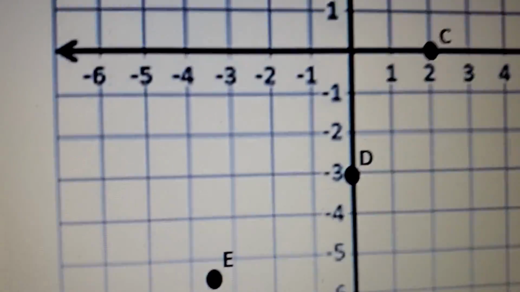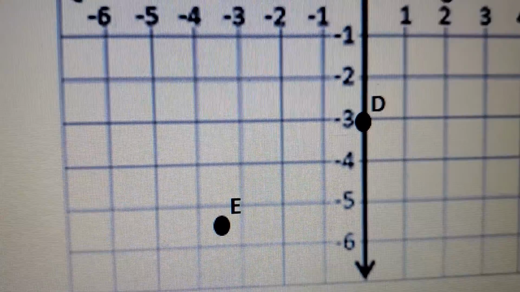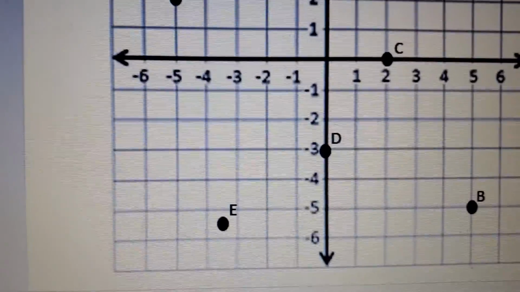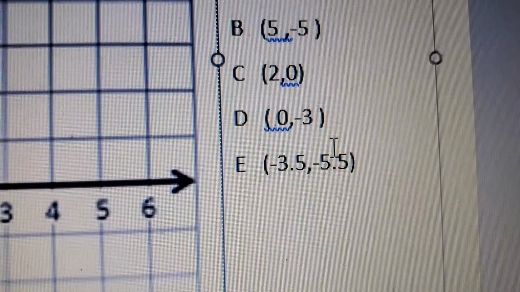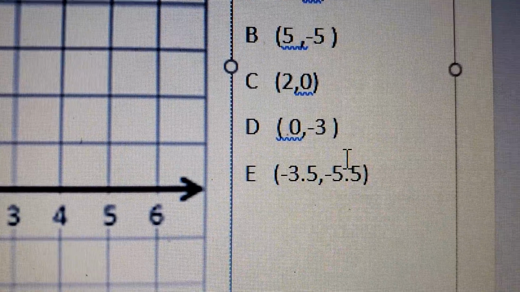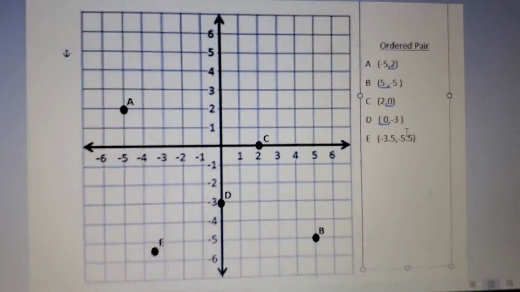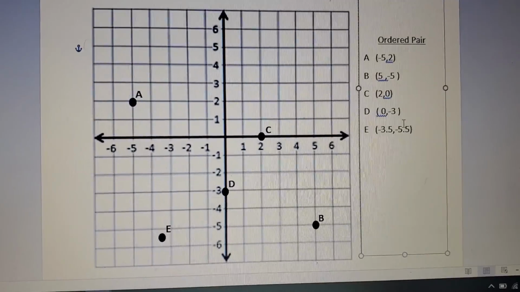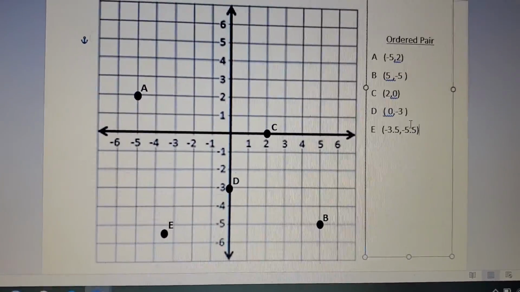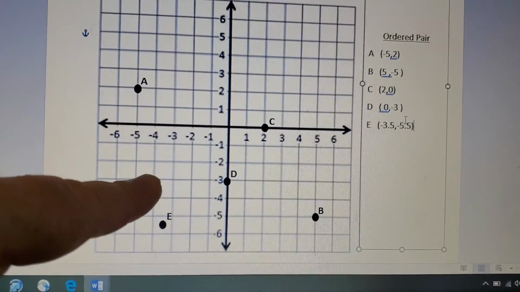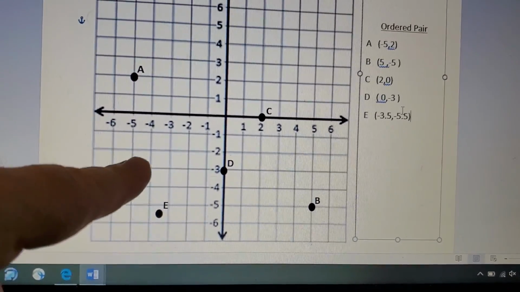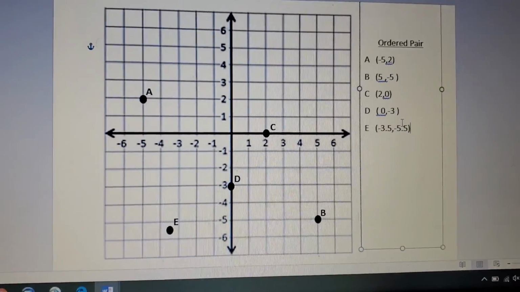Voila. E. -3.5, -5.5. And that's how it would be written. Negative 3.5, comma, negative 5.5. And what quadrant is that in? A negative address puts you in quadrant 1, 2, 3. Quadrant 3. Roman numeral 3 is usually how you will see it.